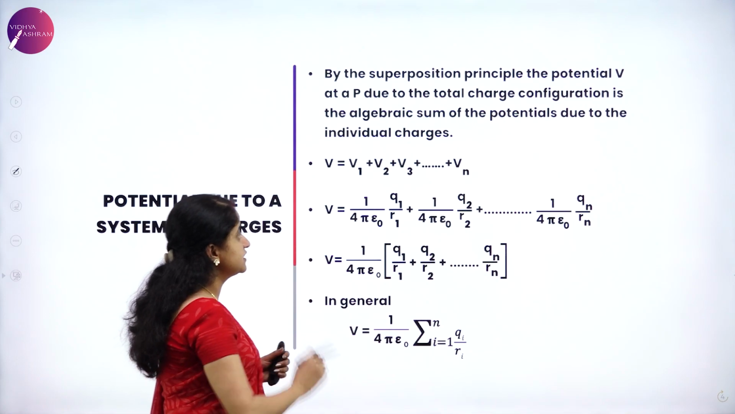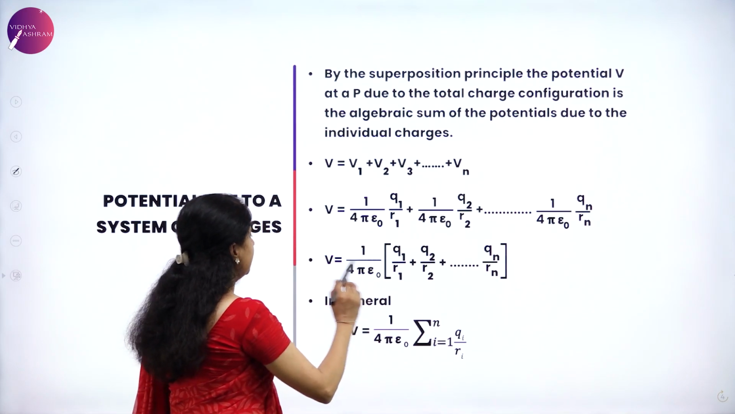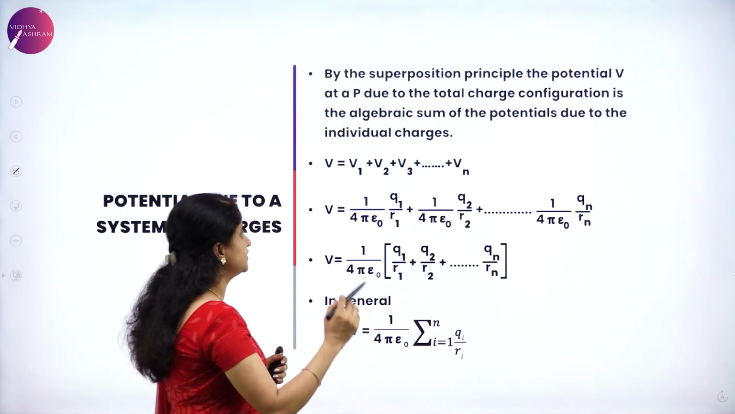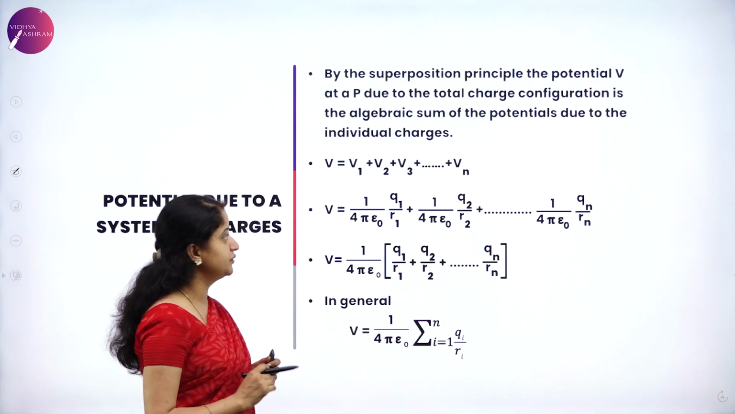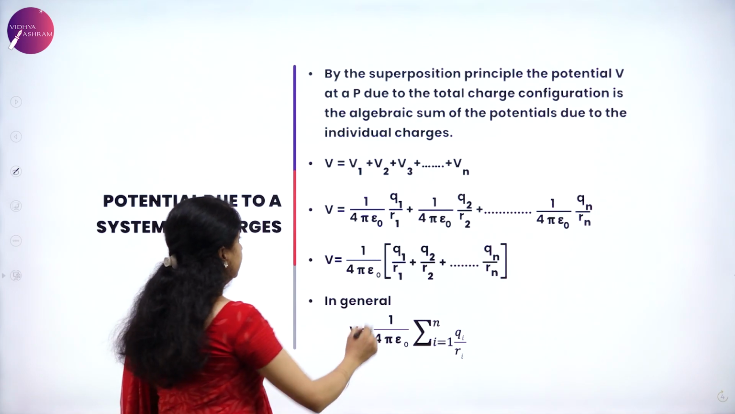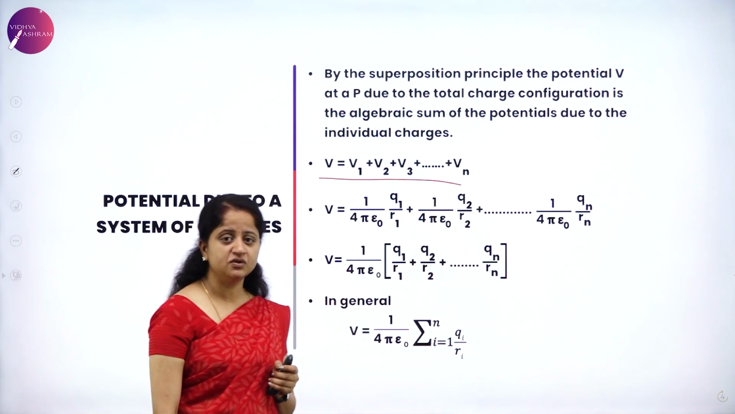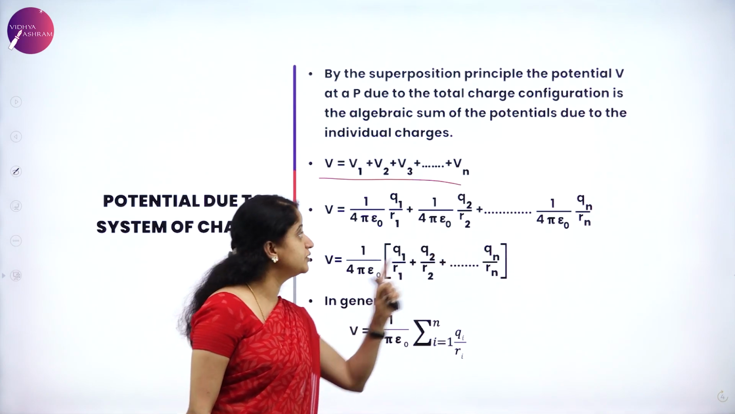But from the superposition principle, the potential V at a point due to a number of charges is equal to the algebraic sum of the potentials due to individual charges. That is, V is equal to V1 plus V2 plus V3 plus and so on up to Vn.